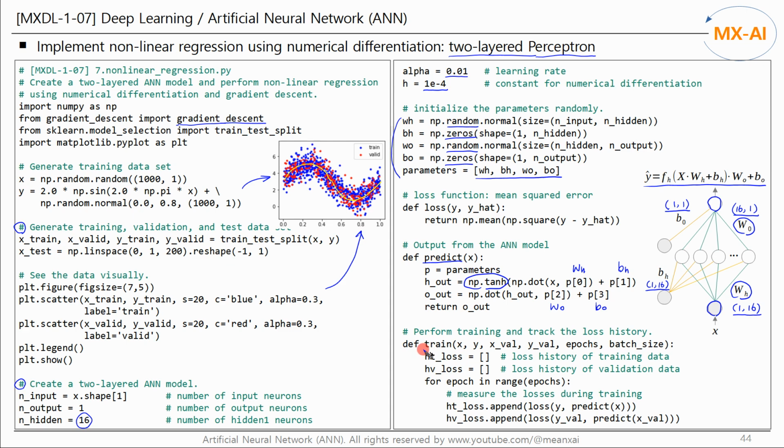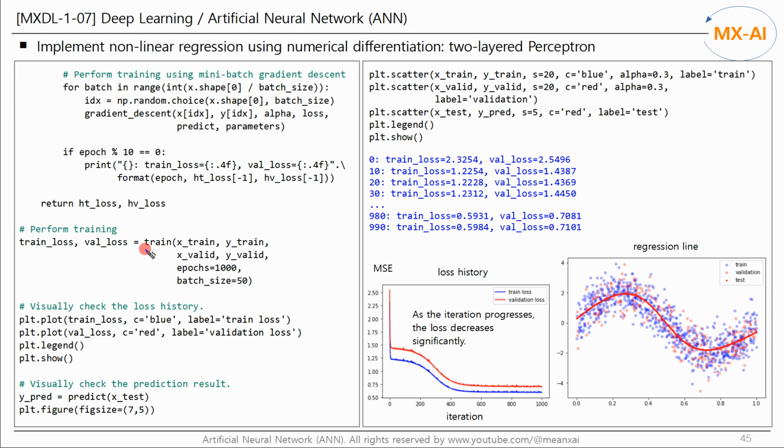Next, we write a function that performs the training process. This is identical to the previous code. We call the train function. We set the number of iterations to 1,000 and set the batch size to 50. And visually check the loss history and estimation curve.